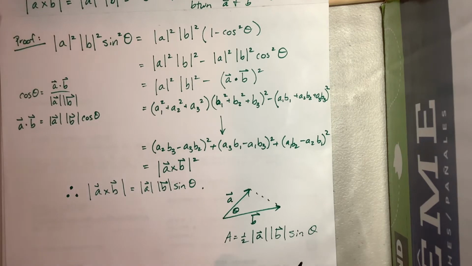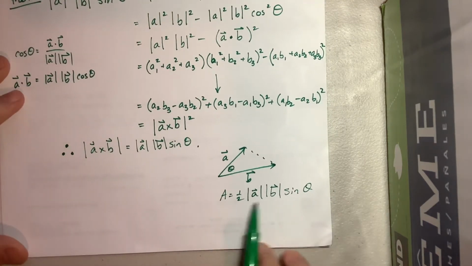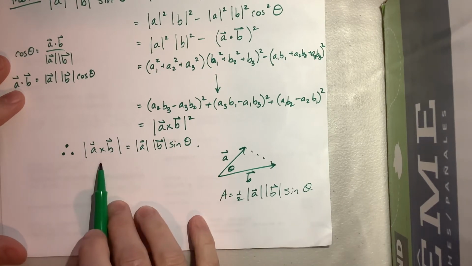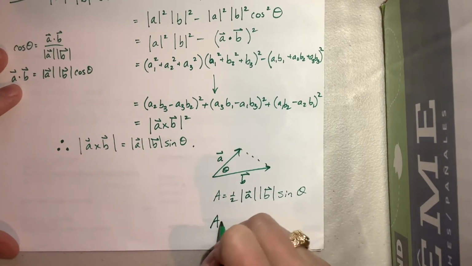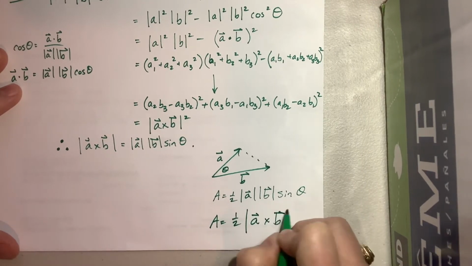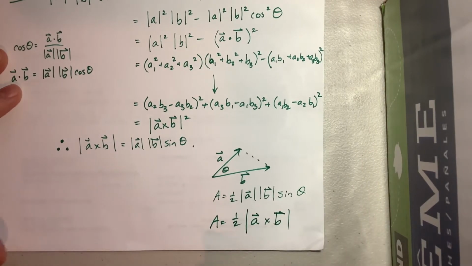Okay, so what I can do is I know that this part right here, we just said that this is equal to the magnitude of the cross product. So I can say that the area of a triangle is equal to 1/2 times the magnitude of A cross B. Okay, which is pretty cool.